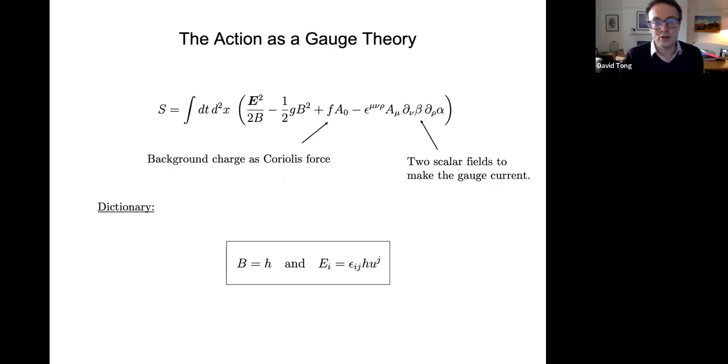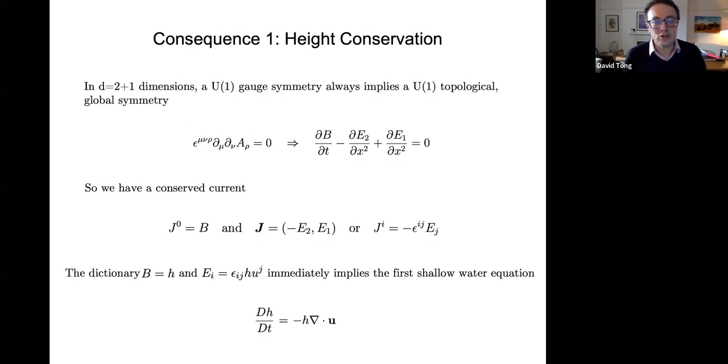All right, so let me explain why I wrote this down. So there's two things to say. The first one is that if you're in 2+1 dimensions and you have a U1 gauge symmetry, you automatically get a U1 global symmetry for free. And it's a topological symmetry, and it just follows from the Bianchi identity. So if you expand out the Bianchi identity, it tells you that the following equation holds, where there's a typo, this should be an X1. But you can see that it's really telling you that the magnetic field is conserved in 2+1 dimensions.